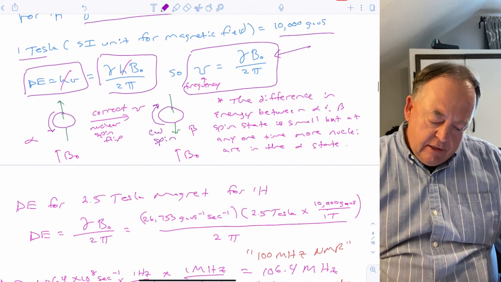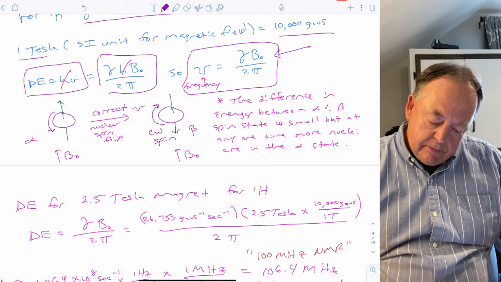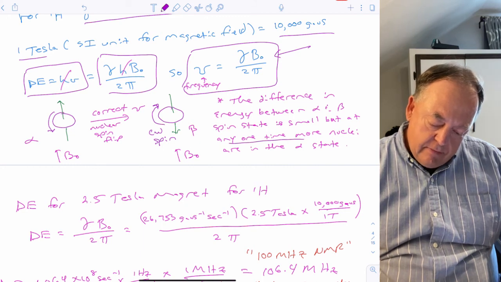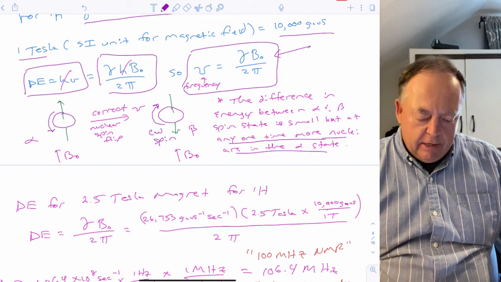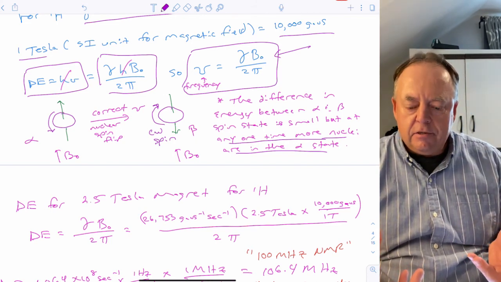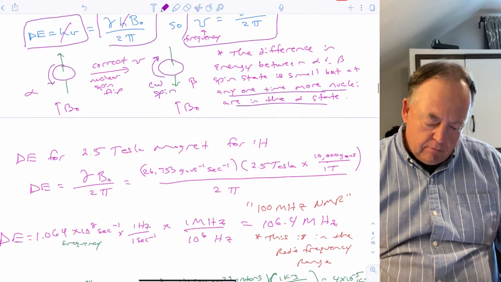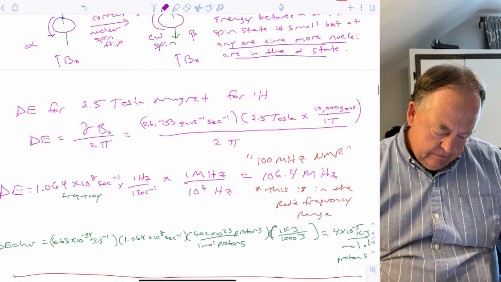We also see that the difference in energy is extremely small between the alpha and beta spin states. At any one time, there's obviously more nuclei in the alpha state, but the beta state is populated as well. There's just more nuclei in the alpha state than the beta state.